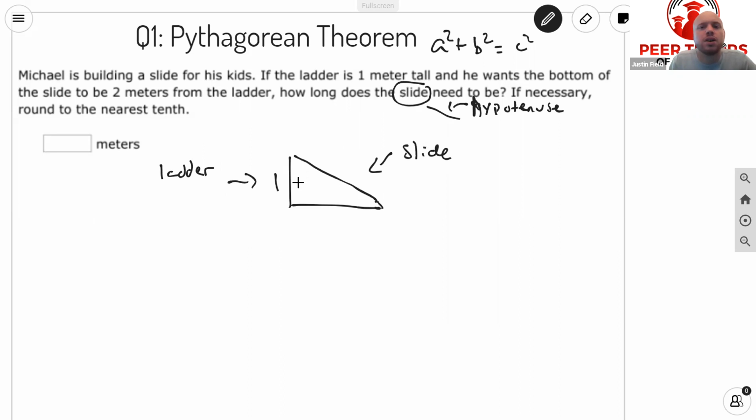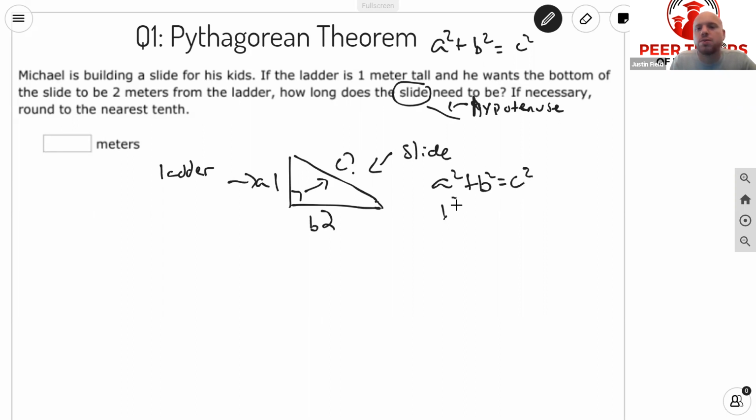So the ladder is 1 meter tall. 1 meter. He wants the bottom of the slide to be 2 meters from the ladder. 2. How long does the slide need to be? Okay, well, this is A, B, and C. C is just the hypotenuse. Across from the right angle is the hypotenuse. So now we know A squared plus B squared equals C squared.